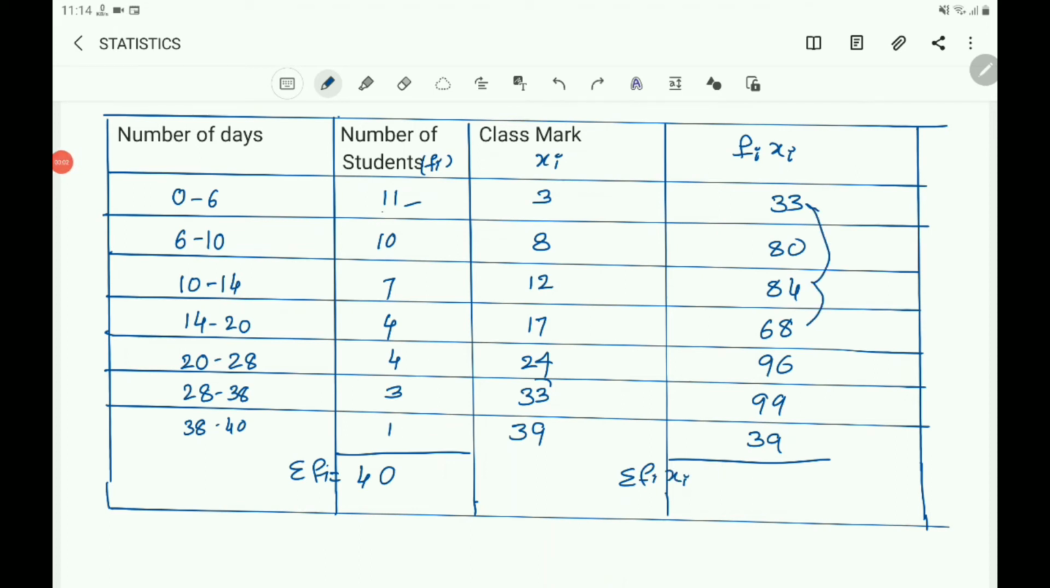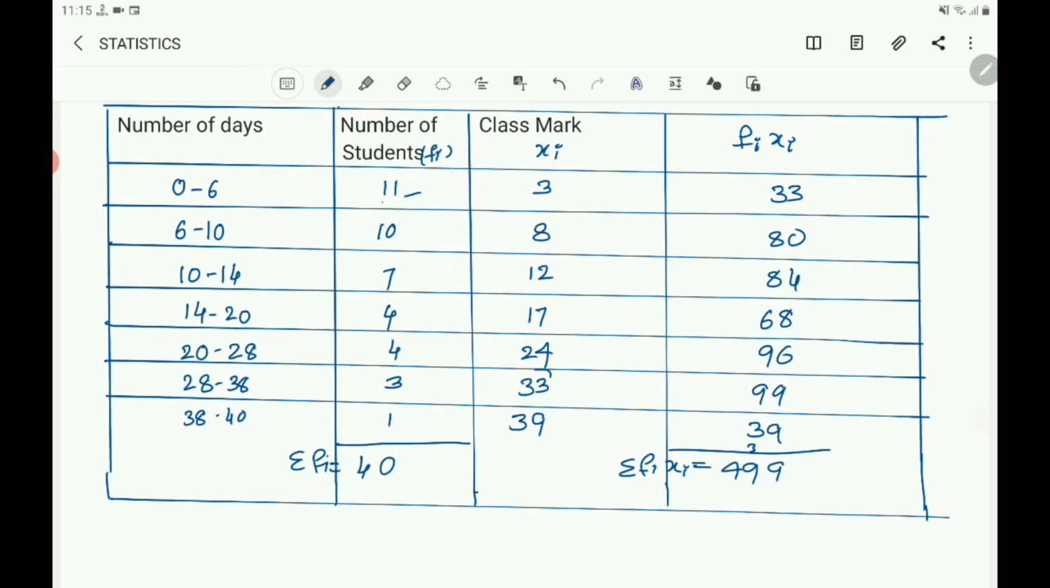Then you find the summation of Fi xi. 3 plus 4, 7. 7 plus 8, 15. 15 plus 6, 21. 21 plus 9, 30. 30 plus 9, 39. 39, 3 carry. And 3 plus 3, 6. 6 plus 9, 15. 15 plus 9, 24. 24 plus 6, 30. 38. 38 plus 8, 46. 46 plus 3, 49. So you got 499. That is, summation of Fi xi is 499.